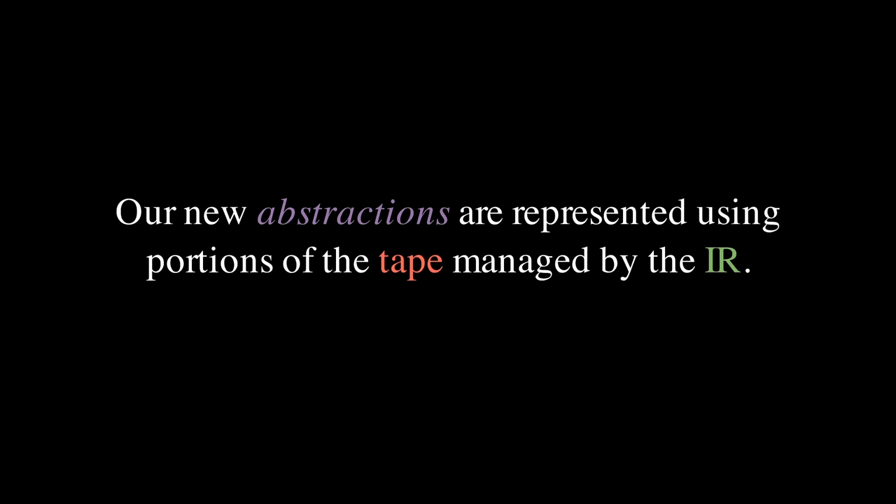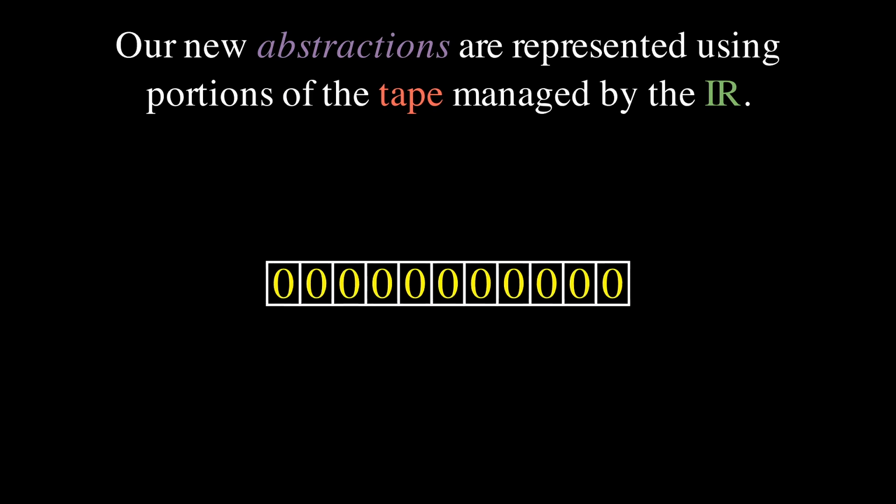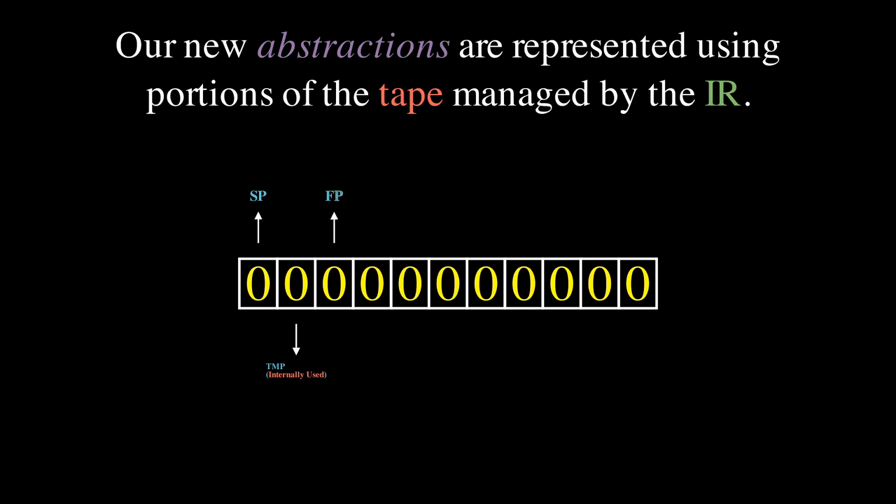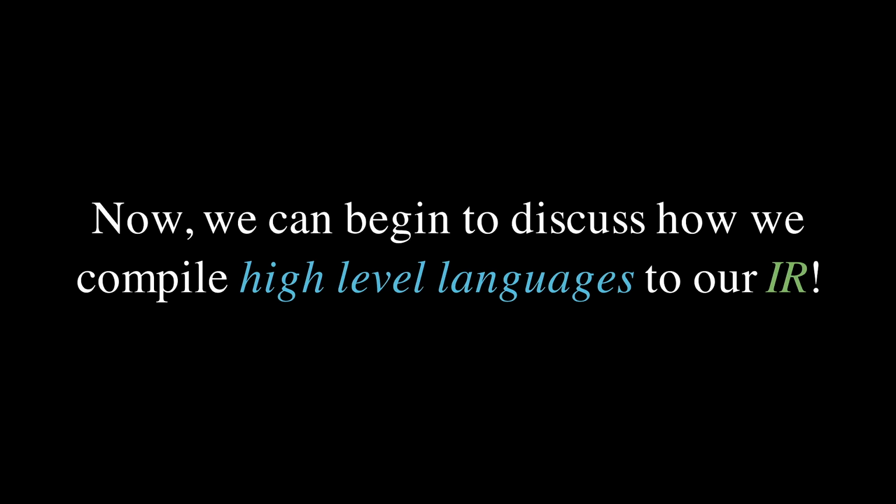Our new abstractions are represented by mapping user-available and internal registers at special locations on the tape. Whenever we perform stack instructions or access global variables, we're actually secretly manipulating the tape in a manner that's abstracted away from us. Now that we finally have something that's straightforward to map a high-level language to, we can start compiling some source code. Let's take a look at some sample front-end code written in the Sage source language.